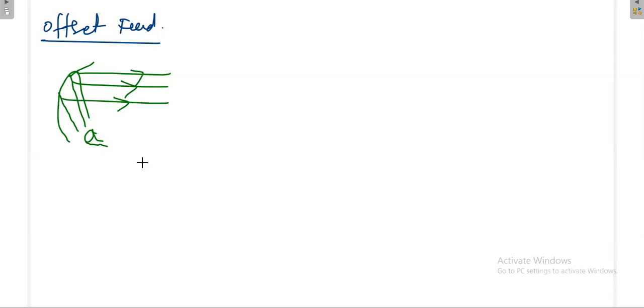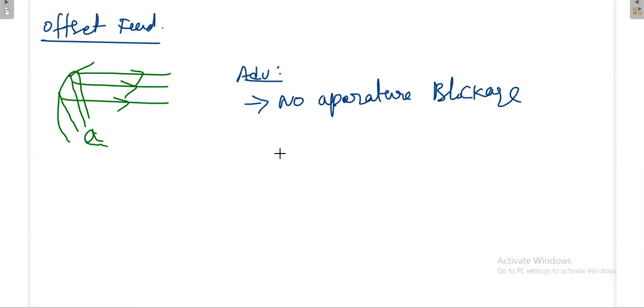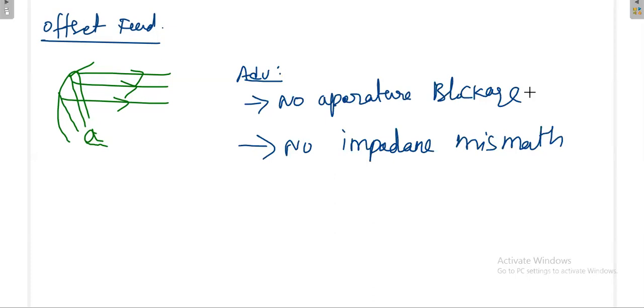And again, what is the advantage here? First we see the advantage. The advantage here is no aperture blockage, and no impedance mismatch. No aperture blockage, no impedance mismatch. This is most important. Mostly they'll ask in the exam, what is the advantage of offset feed? That is no aperture blockage, no impedance mismatch.